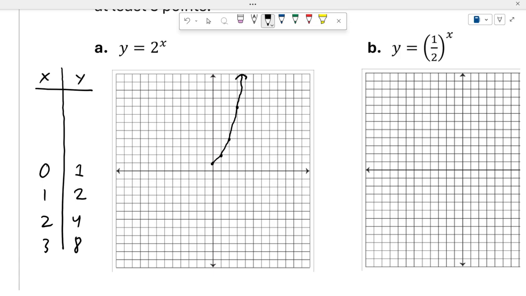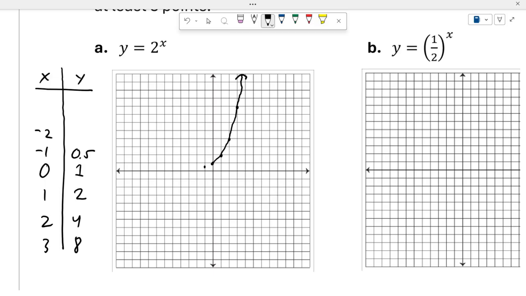Now I want to see what happens when I go to the left. If I plug in, let's say, -1, I have 2 to the negative first power. A negative exponent means it's 1 over that thing. So 2 to the -1 is 1 over 2, so 1/2, which is 0.5. So at -1, I get 0.5, which is right there.